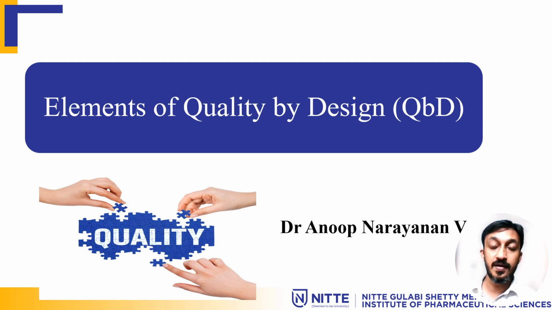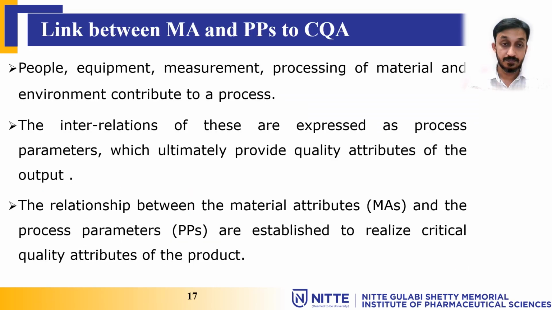Elements of QbD. The link between the material attributes, process parameters, and critical quality attributes. See, the people, equipment, measurement, processing of material, and environment contribute to the process. Everything is finally affecting the product quality.